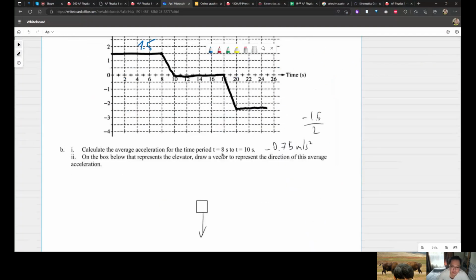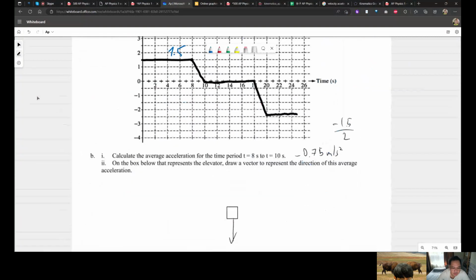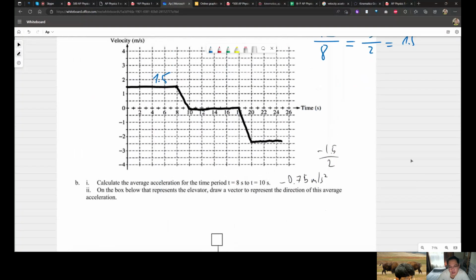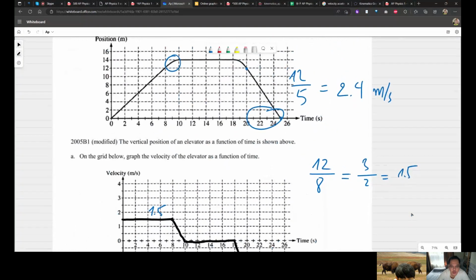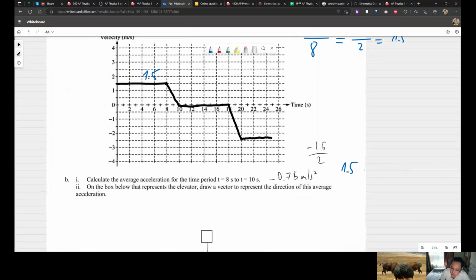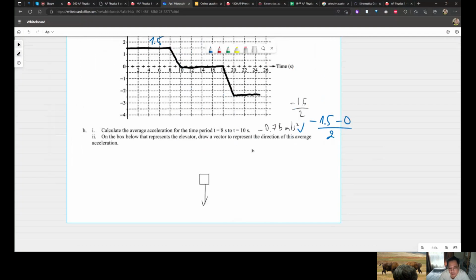Calculate the average acceleration for the time period from 8 seconds to 10 seconds. Okay. How do we calculate that? Velocity change divided by time. Yeah. The velocity change is from 1.5 to 0. Divide by the time, 2 seconds, 0.75, correct? Well done. Good. And in the box below that represents the elevator, draw the vector to represent the direction of the average acceleration. You haven't learned vectors, but we can learn it right now. Arrow direction of this average acceleration. Okay, good. That is the correct answer. Downward, because it is deceleration, negative. Yes. You did it correctly. Good job.